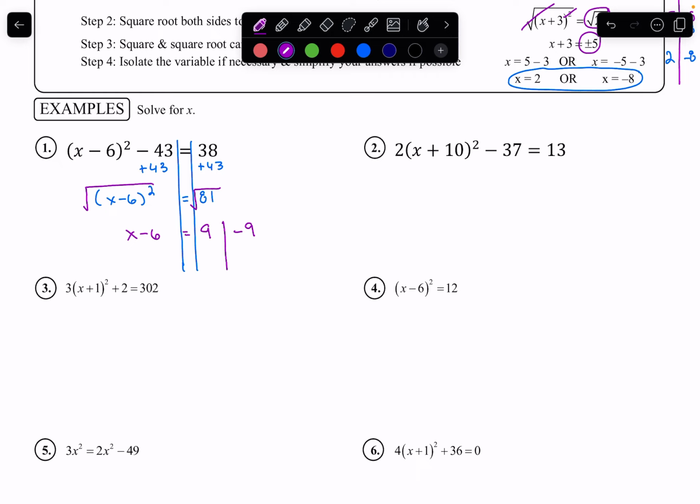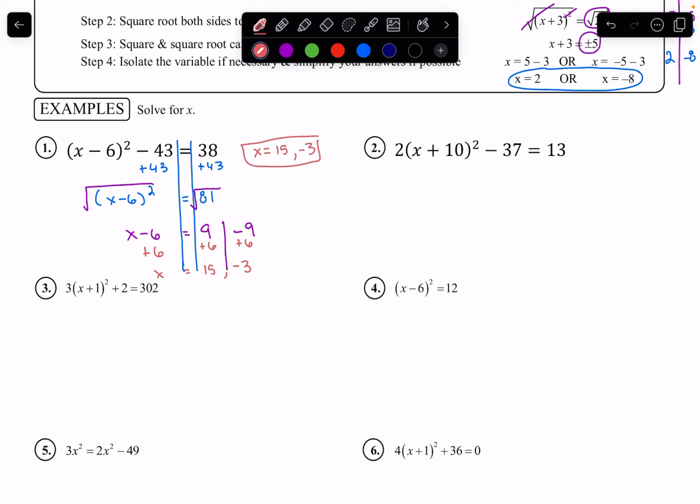My next step would be to add 6 over here. So when I add 6, I'm going to add it here, but I'm also going to add it here, so that I end up with x equals 9 plus 6 is 15. That's one of my answers. My other answer is negative 9 plus 6, which is negative 3. So I can go ahead and say x equals 15 and negative 3. Those are my two different answers.